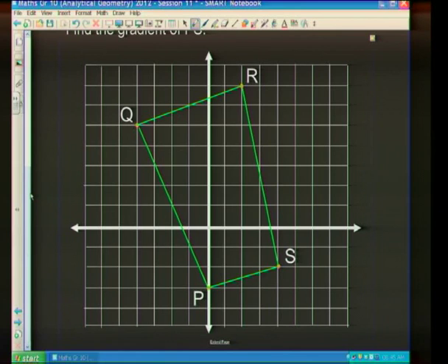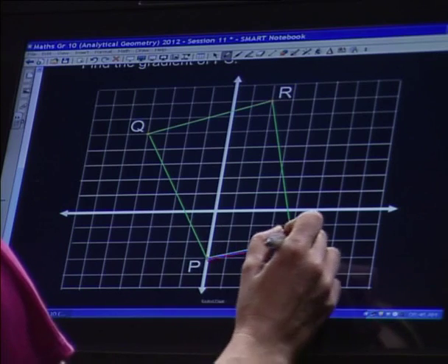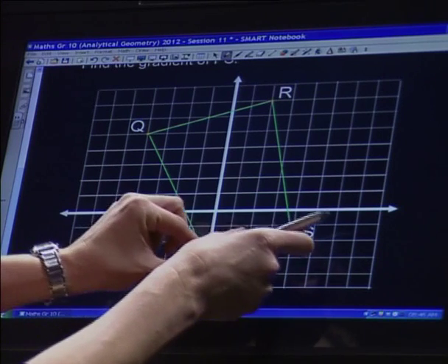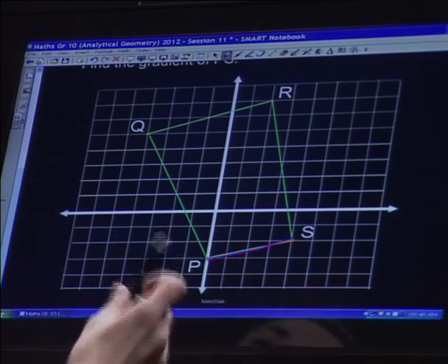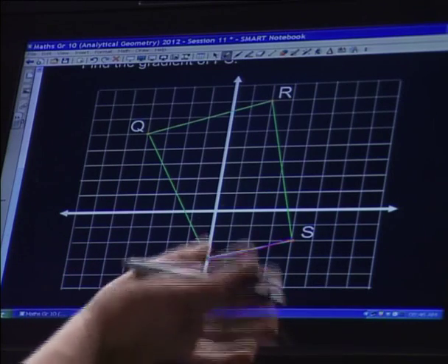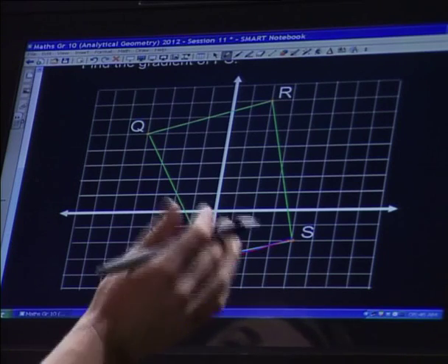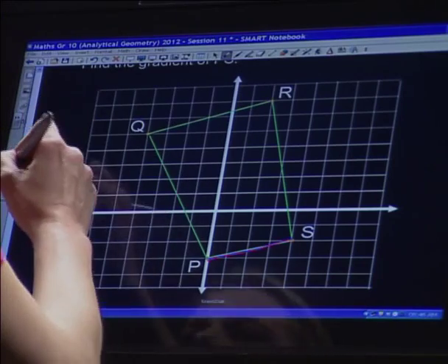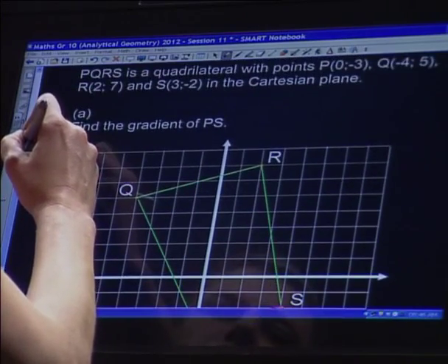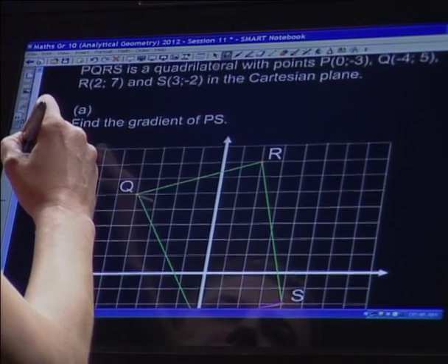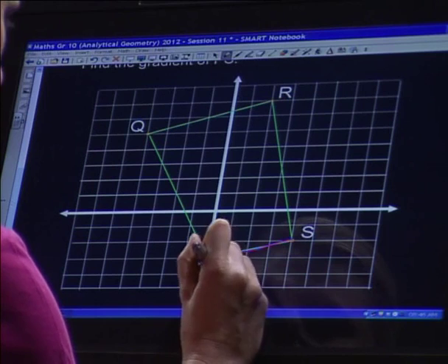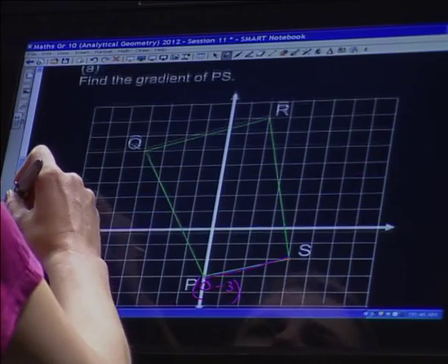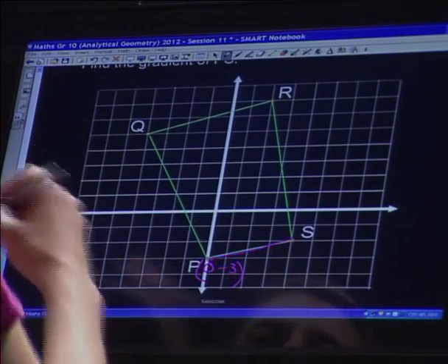Before you start, have a look at the line PS and think a little bit to yourself, what am I expecting? PS is going uphill from left to right, so it does have a positive gradient, but it's not at all steep. So I don't expect the y's to change very quickly with respect to the x. I'm just going to put the coordinates of P and S in. So P is (0; -3) and S is (3; -2).